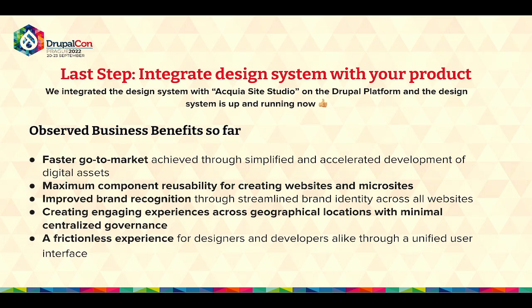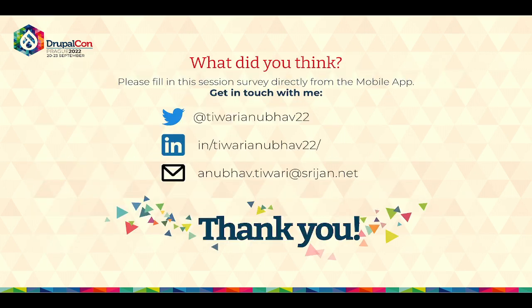And improved brand recognition. All these 200 plus websites now look like they're a family. Everything is very consistent. The buttons, styles, everything looks like it's from the same parent brand. It creates an engaging experience across geographical locations. So the India website looks very similar to what is there in Canada. You get to know that they are from the same family. And a frictionless experience for designers and developers alike through a unified user interface. So that's largely it. I'm open for questions if you want to ask anything.